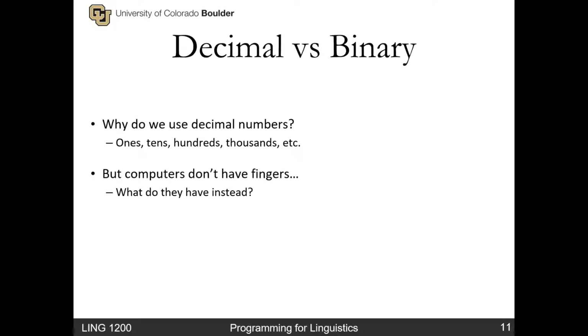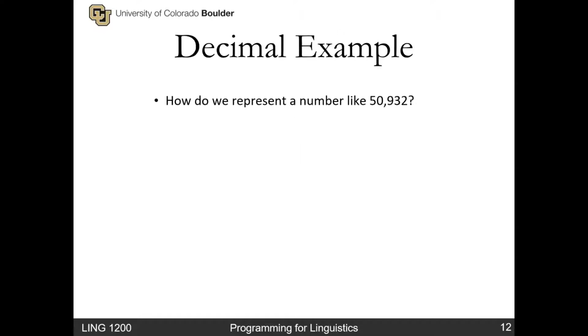And computers don't have fingers. So what do they use instead? And what do they have? What they have is two states. Their currents can either be on or off. So there's your binary system, and on and off can also be zeros and ones. So it really helps when you're working with computers to be able to work with binary numbers and understand binary representation. So let's work through some examples of how the numbering system works.